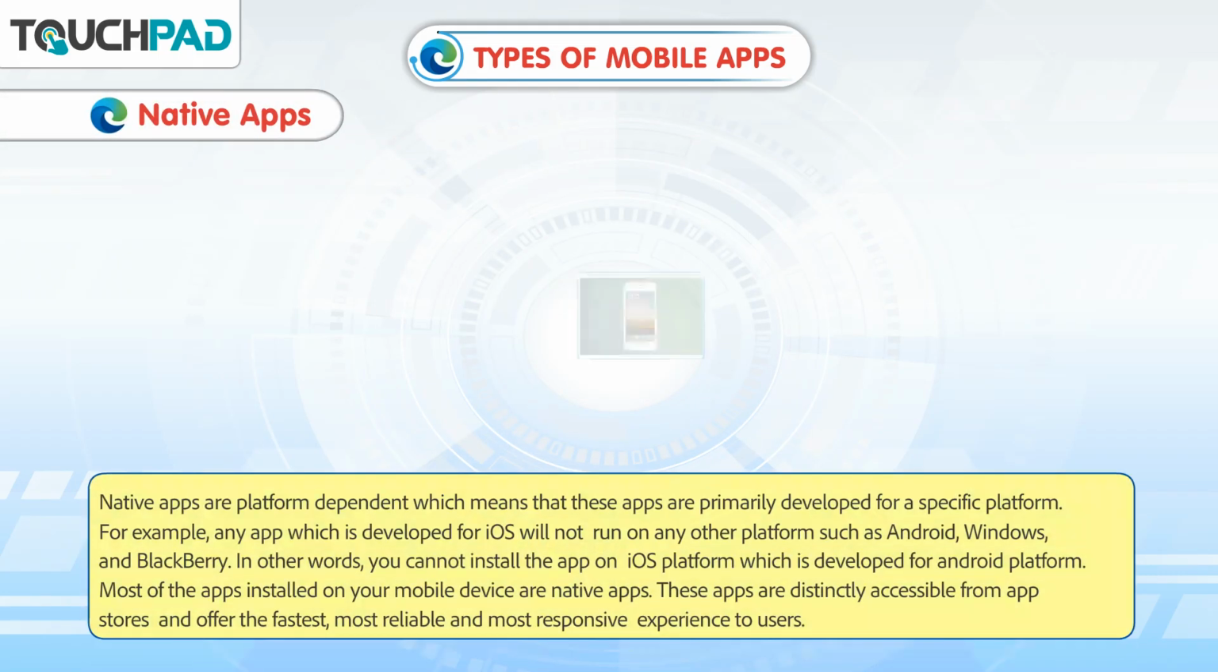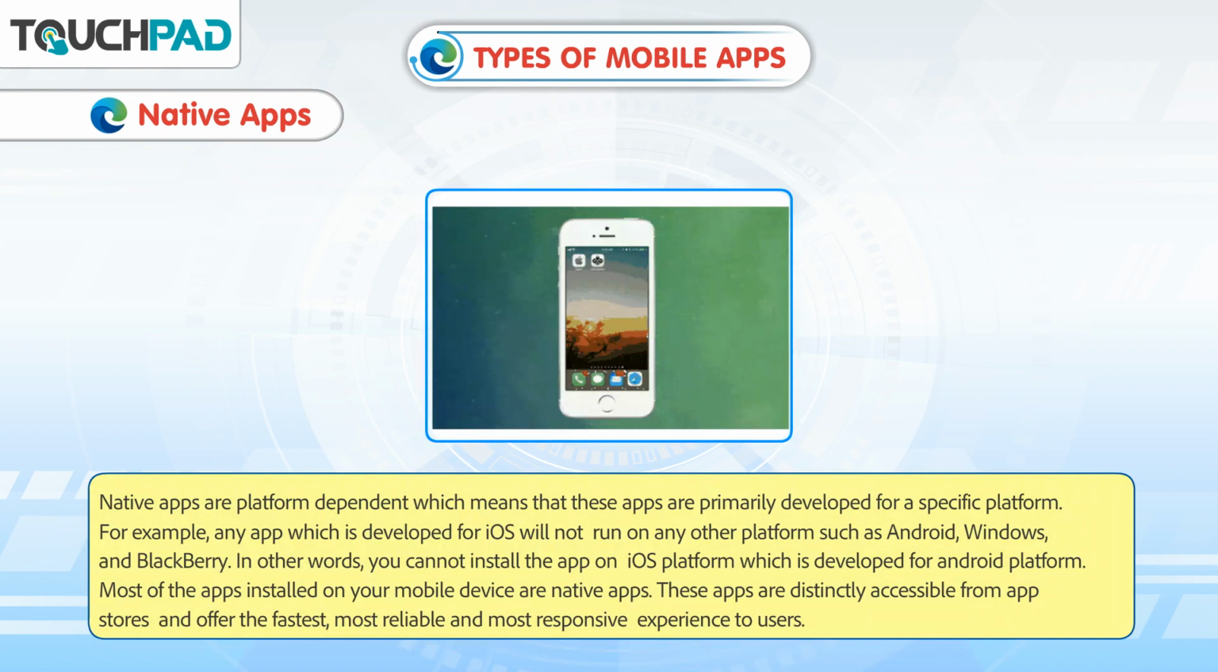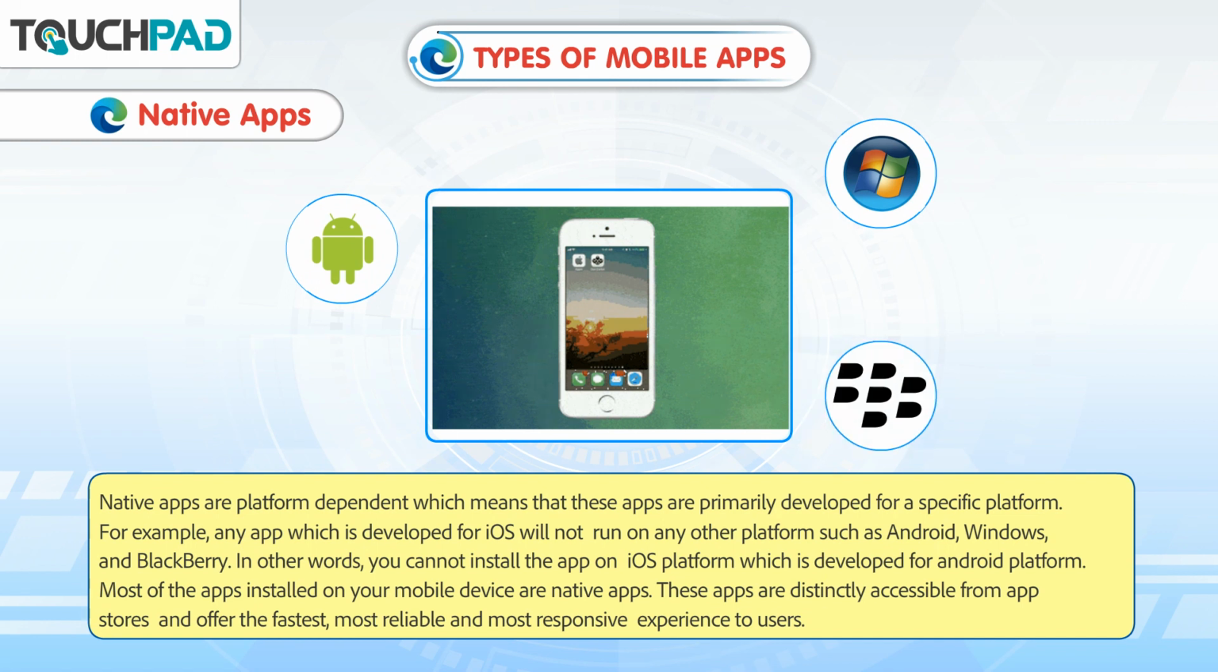Native apps. Native apps are platform-dependent, which means that these apps are primarily developed for a specific platform. For example, any app which is developed for iOS will not run on any other platform such as Android, Windows, and BlackBerry. In other words, you cannot install the app on iOS platform which is developed for Android platform. Most of the apps installed on your mobile device are native apps.